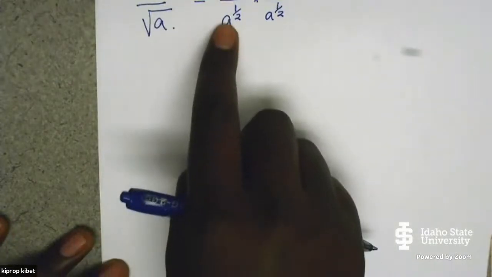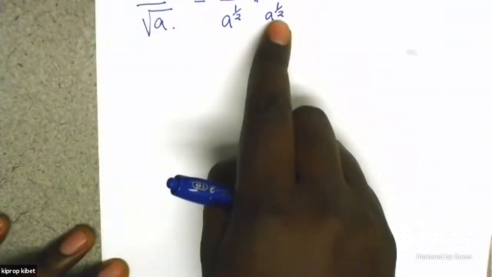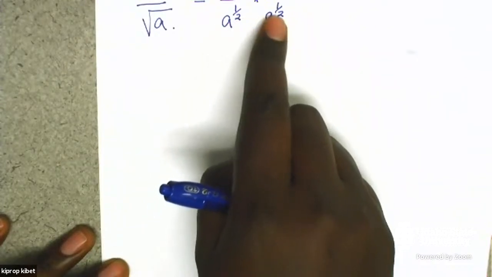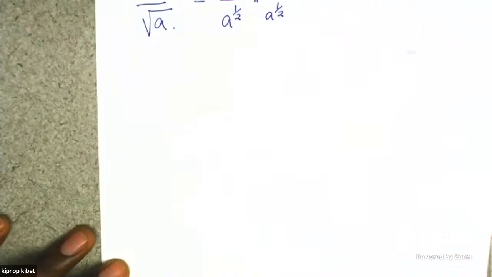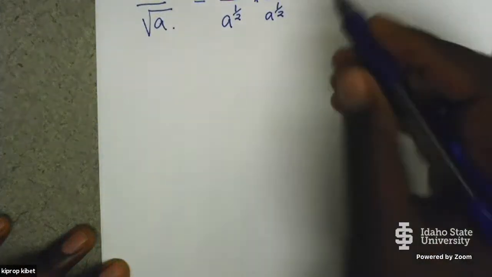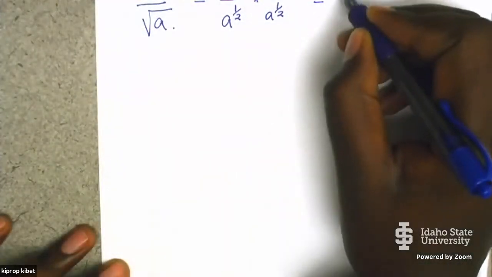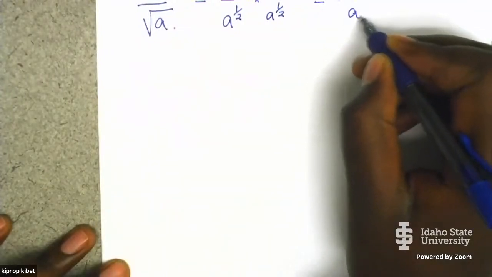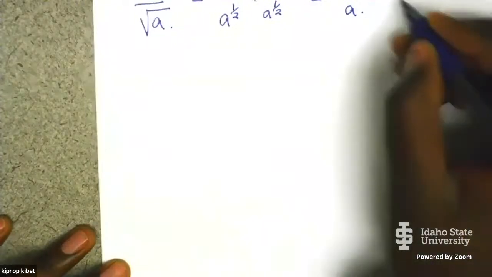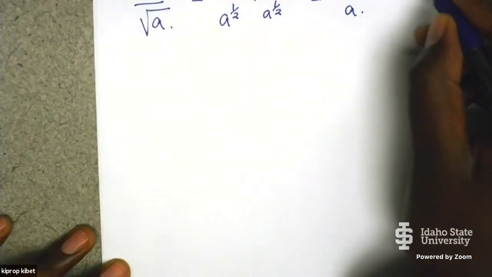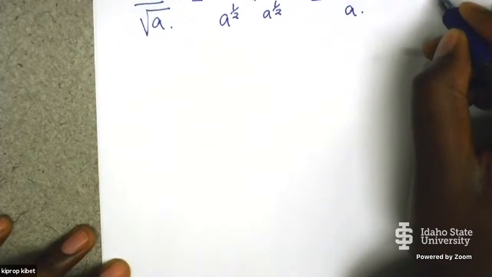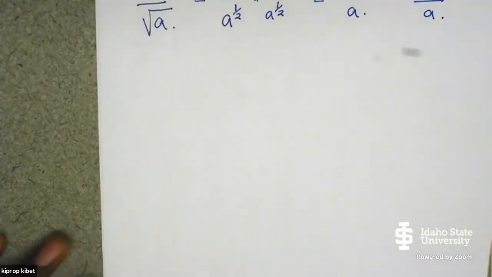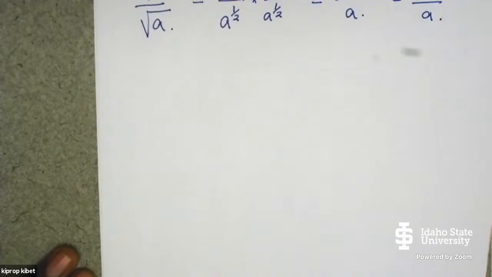Now, when you add 1 over 2 and 1 over 2, you get 1, right? So finally, this is the same as a raised to 1 over 2 all over a, and this equals the square root of a all over a.